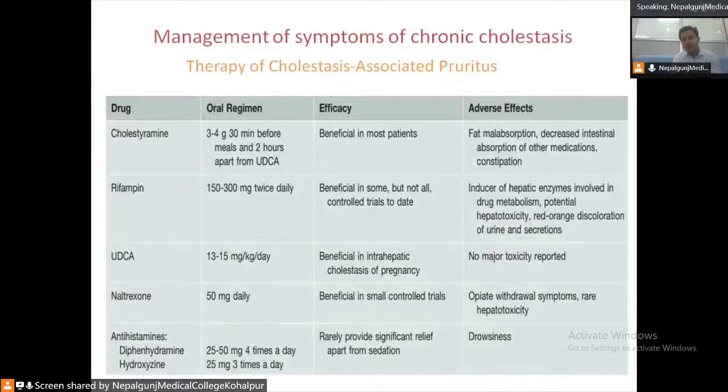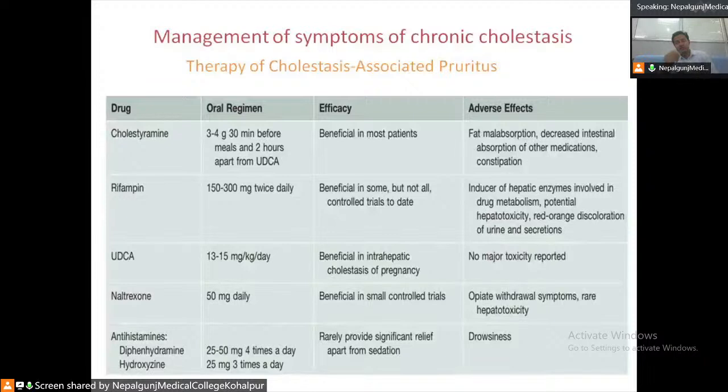Now, PBC has cholestasis, and this cholestasis has many effects on our body systems. First important is pruritus. So what are the drugs given for cholestasis associated pruritus? The drugs are cholestyramine, rifampicin, UDCA also helpful, naltrexone, and antihistamine. These are the drugs.